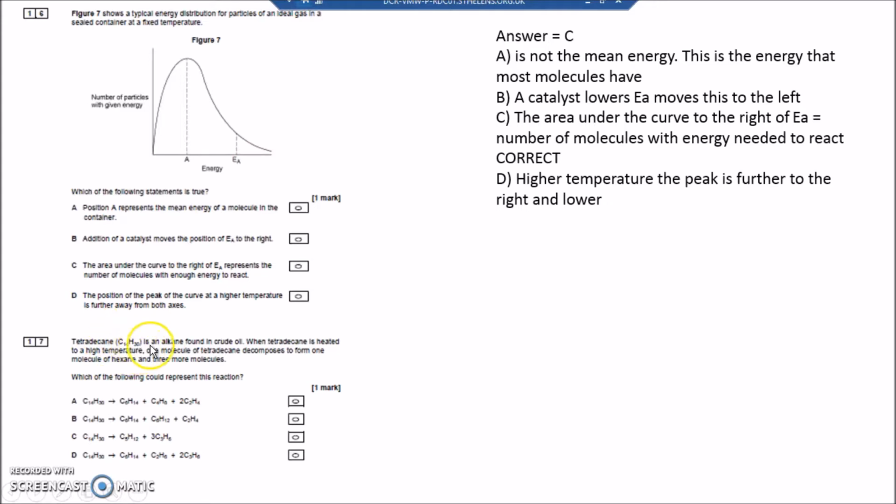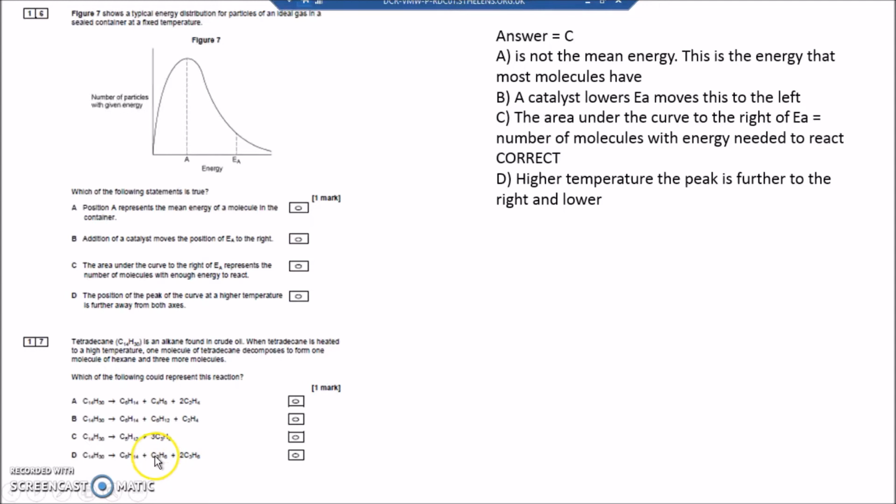17. Tridecane C14H30 is found in crude oil, decomposes to form one molecule of hexane and 3 more molecules. Which is correct? Well, let's have a look. Let's try and eliminate some. So B forms hexane, that's right, C6H14, but it forms 2 other molecules. So B is incorrect because it's only forming 2 other molecules, and it says it needs to form 3 other molecules. C, what's wrong with this? Well, it's actually not forming hexane, it's forming C5H12, which looks as if it's propane, so it's not forming hexane at all. So C is incorrect.